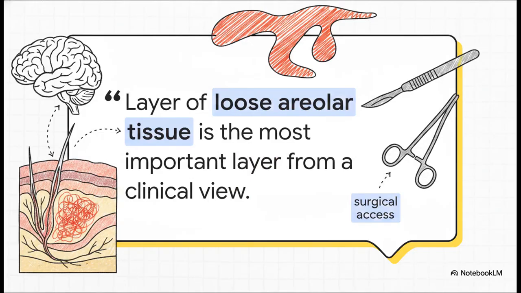Bringing it all together, the most crucial takeaway here is perfectly summed up by this quote from our source material. The layer of loose areolar tissue is the most important layer of the scalp from a clinical point of view. Think about it. It allows for mobility, it gives surgeons an access plane, but it's also that dangerously porous layer that can pool blood or funnel a fatal infection straight into the brain. It is undeniably the defining feature of our biological roof.